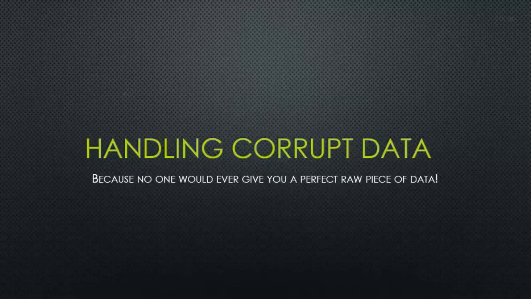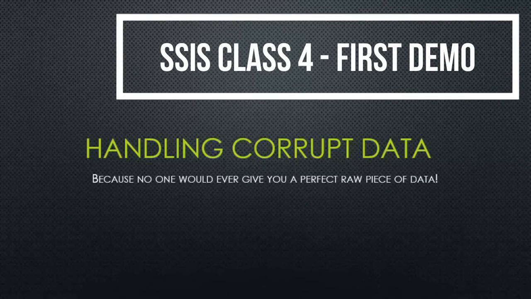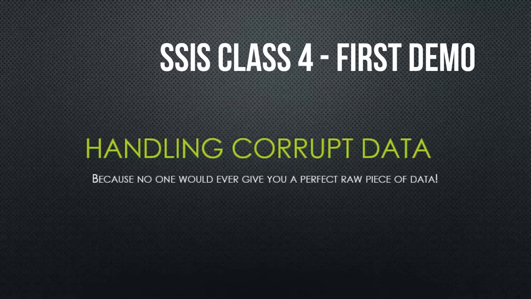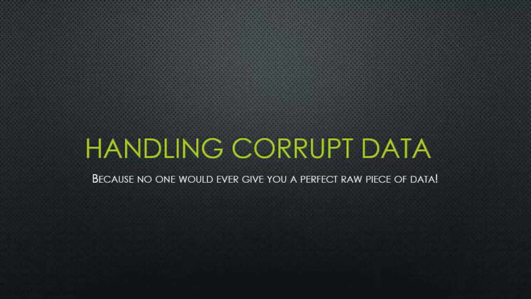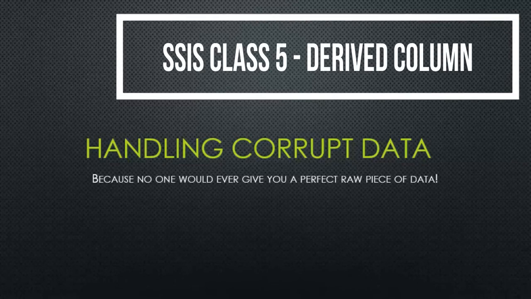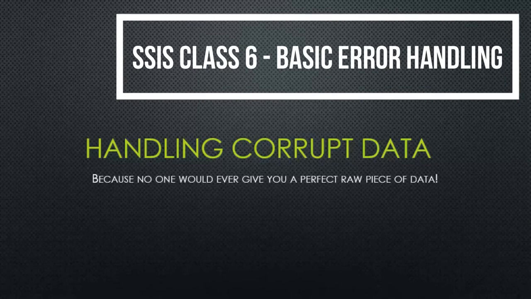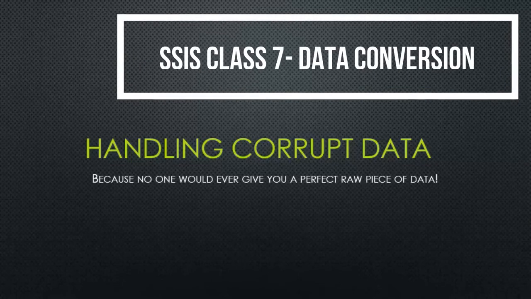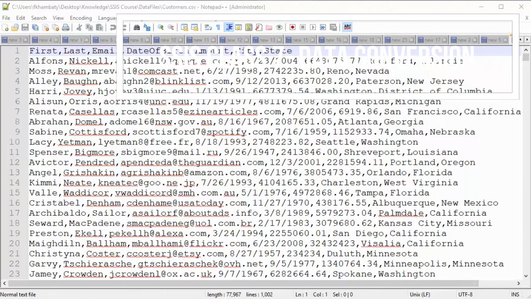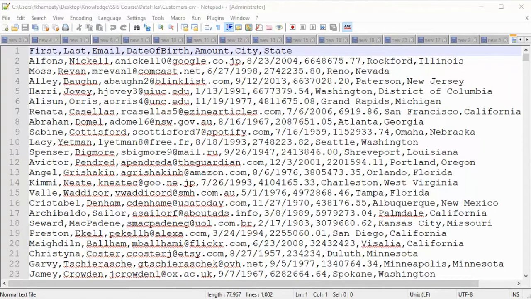In the past videos, we learned how to convert data from a CSV file into a Microsoft SQL database. We also learned how to convert or transform the lowercase characters into uppercase. We also checked how to handle errors and we also learned how to convert the data. In this video, we are going to use the same CSV source file, which has first, last, email, date of birth, amount, city, and state.